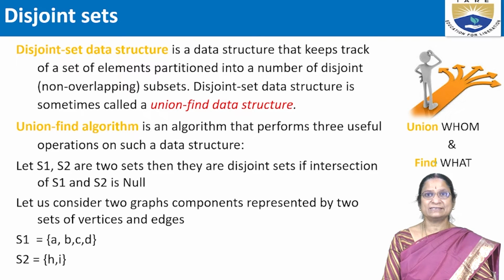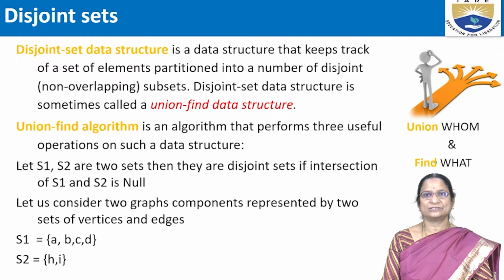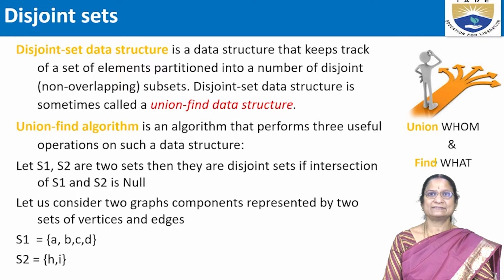First we'll discuss what a disjoint set is. Let us assume that S1 and S2 are two sets. They are disjoint if the intersection of S1 and S2 is null. It's a common disjointness property of set theory. For example, consider two graph components represented by two sets of vertices. All of us are aware of what a graph is, what a set of vertices and a set of edges are, and how to represent a graph internally. All this was discussed in the previous video.